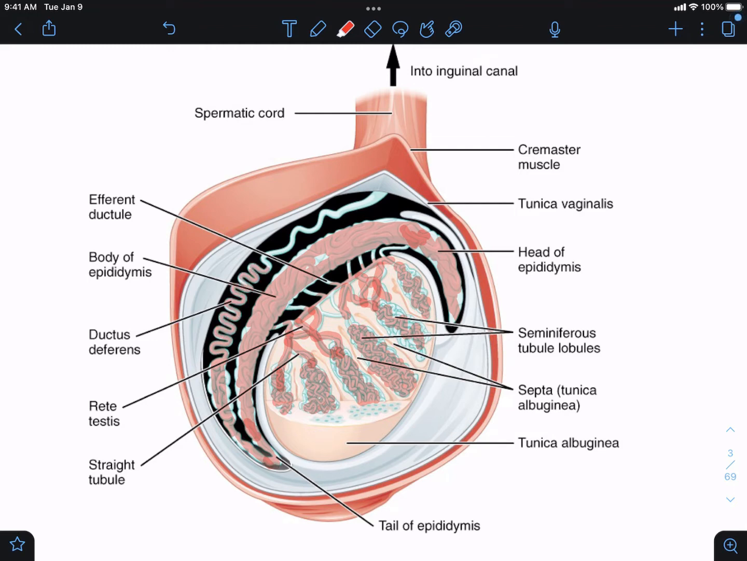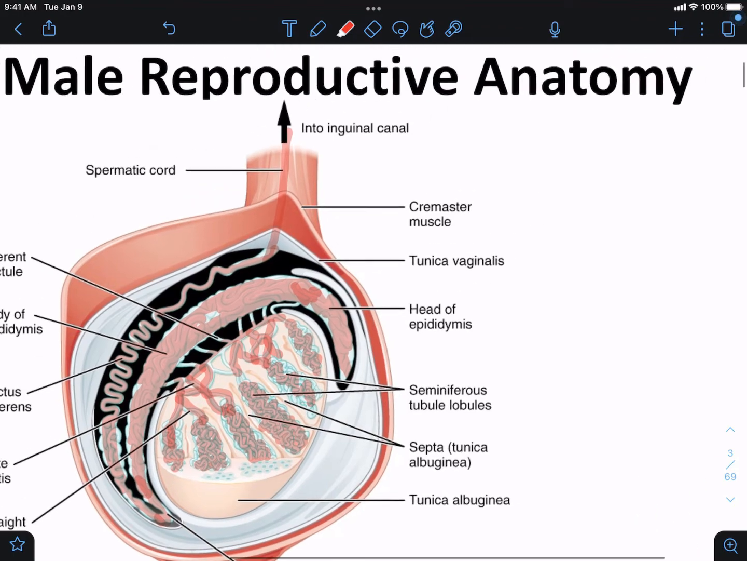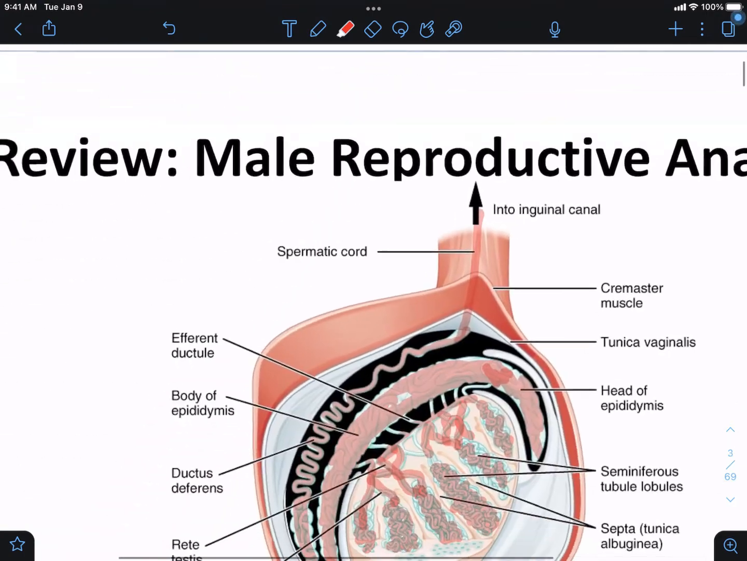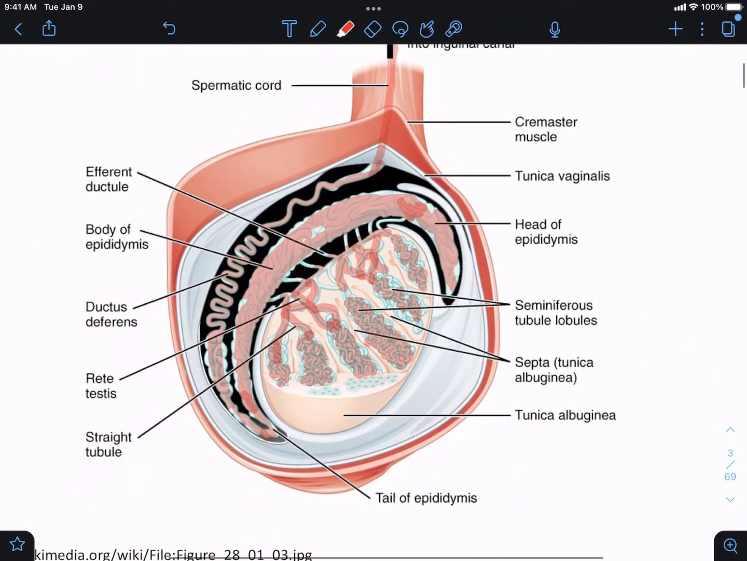And then the vas deferens are going to travel up to the accessory structures, such as the prostate, seminal vesicles, Cowper's gland, and so on. The sperm is then going to be joined with secretions along the way to make semen.